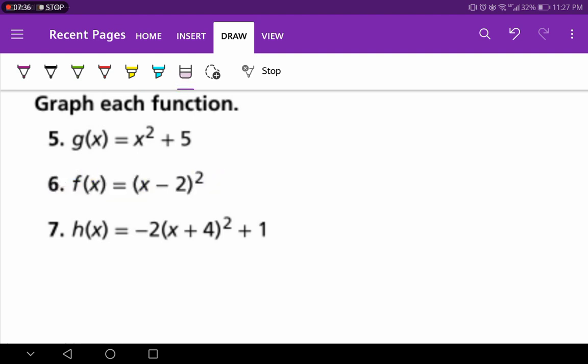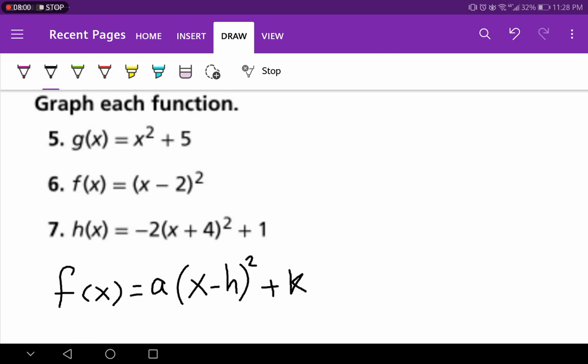See, I need to write the vertex form. Who can tell me the vertex form? Yes, f of x equals a, this is the leading coefficient, times x minus h all squared plus k.